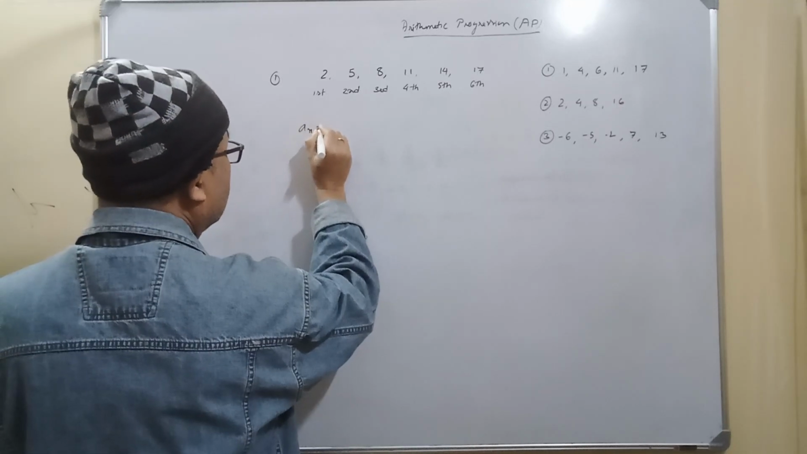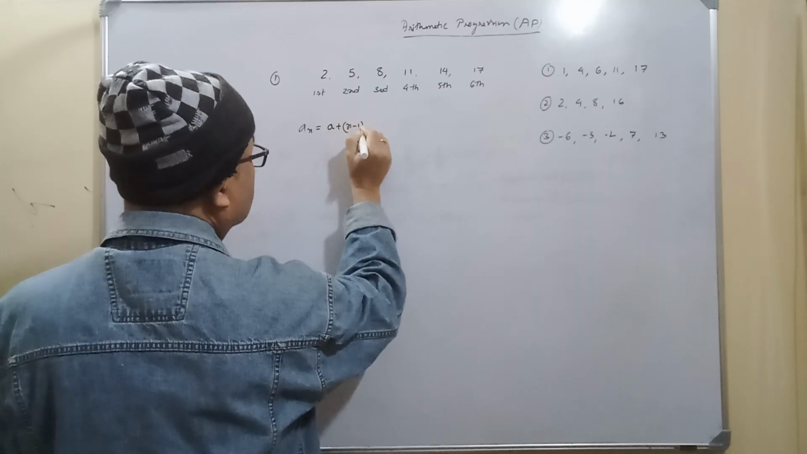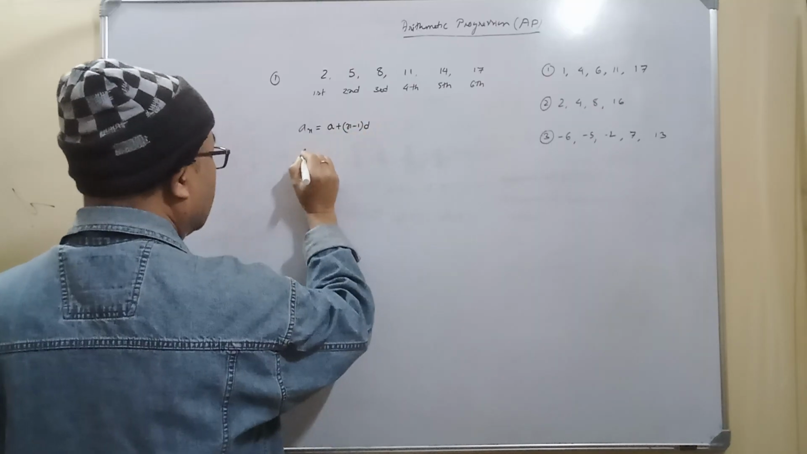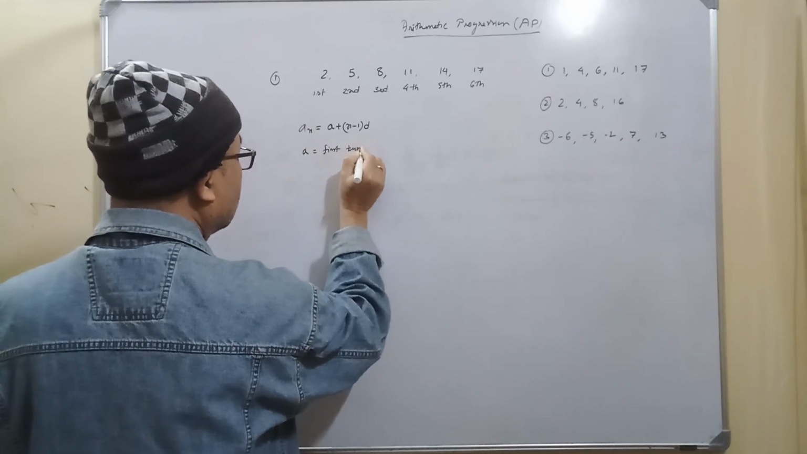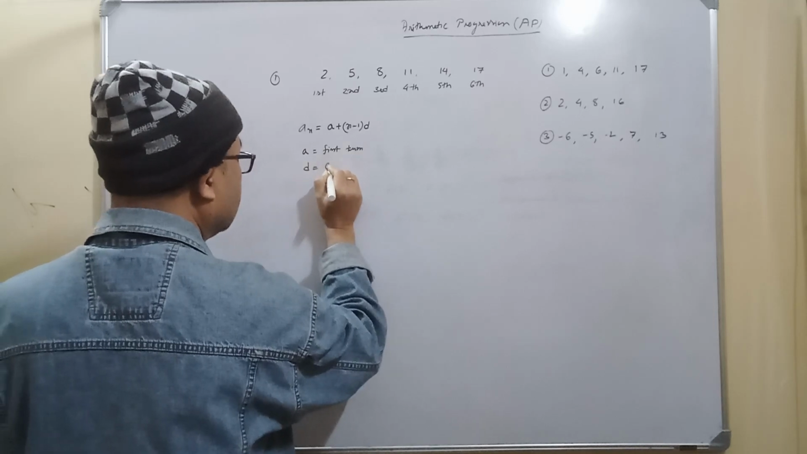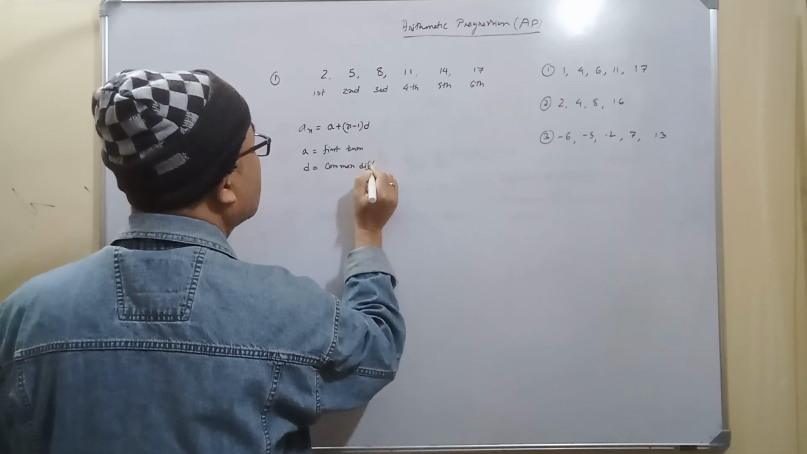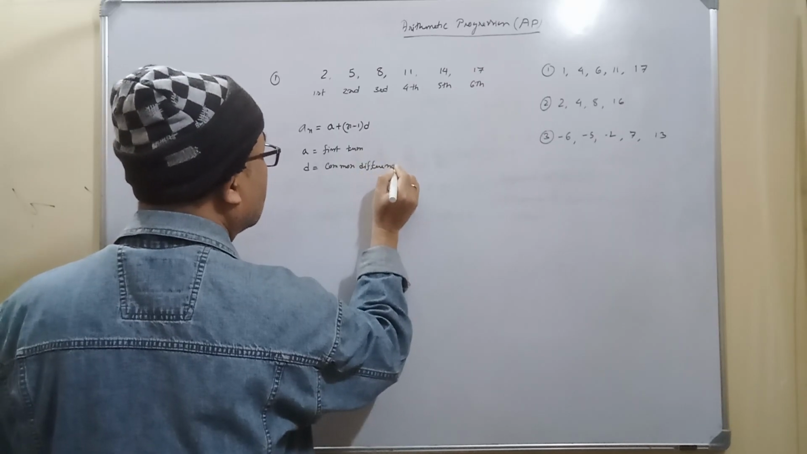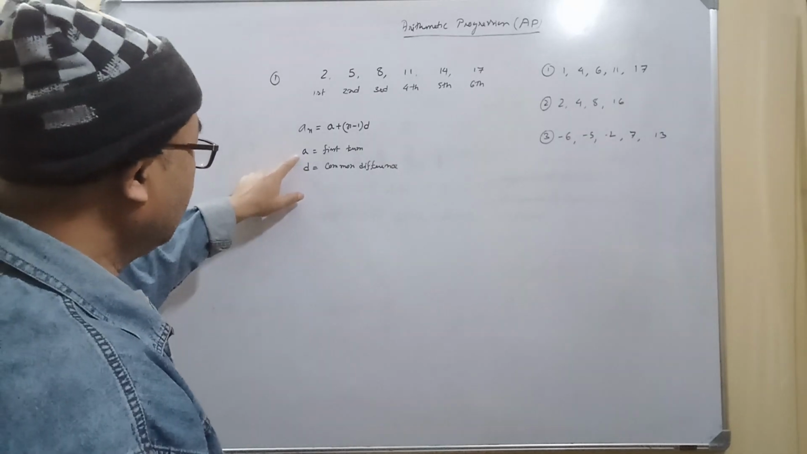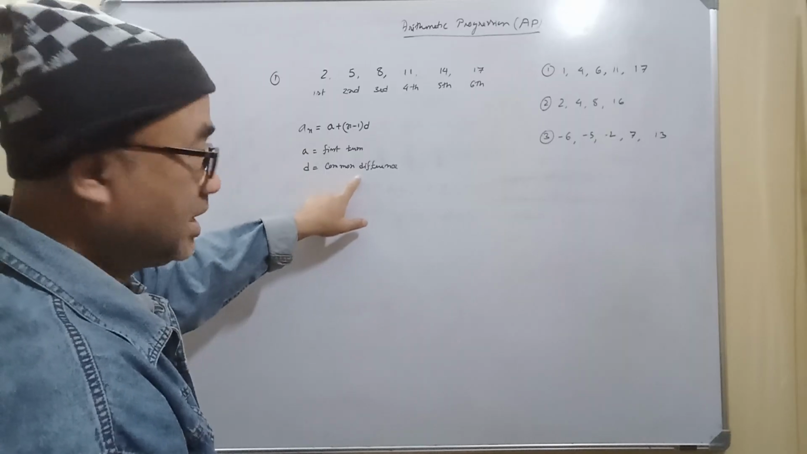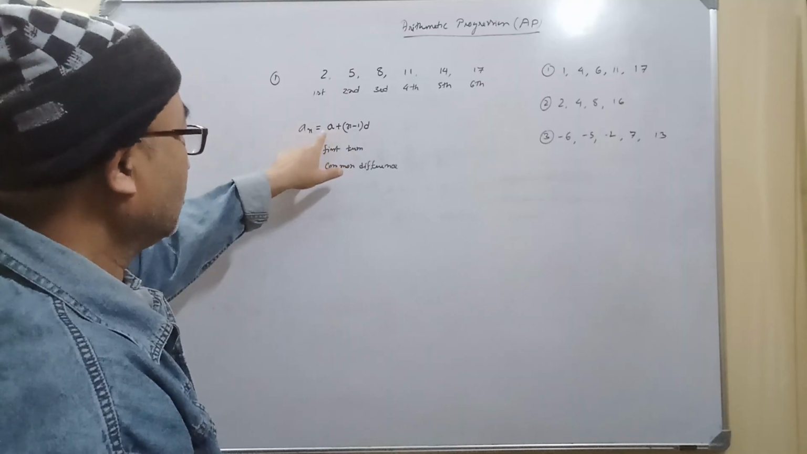We write the formula again. a plus n minus 1 into d, where a is the first term and d is the common difference. So if you know the first term of the AP and the common difference, then we can get the nth term with this formula.